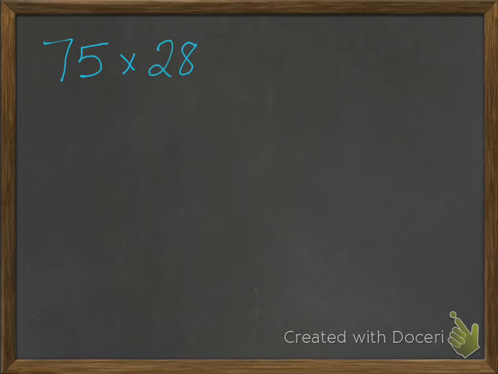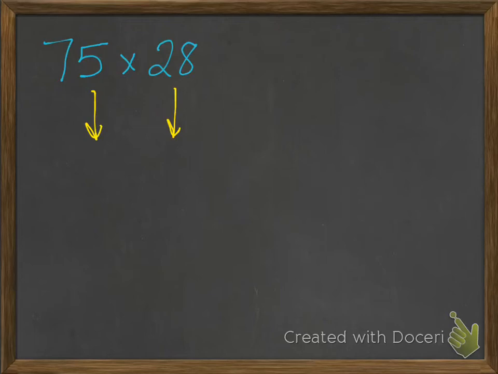So let's go ahead and do this one together. So make sure you're writing this down in your spiral, please. And let's see what we are going to estimate these numbers to. So I start out with 75 times 28. That's a little hard to do in my head.